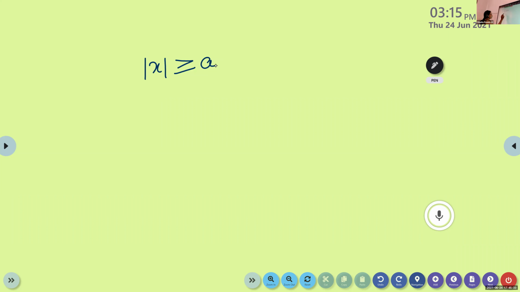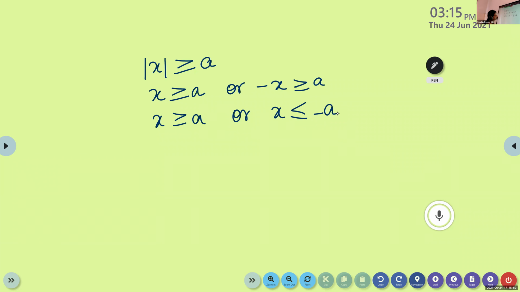Modulus of x is greater than or equal to a. That means x is greater than or equal to a, or minus x is greater than or equal to a. Is it like this? That means we can write this as x is greater than or equal to a, or x is less than or equal to minus a.